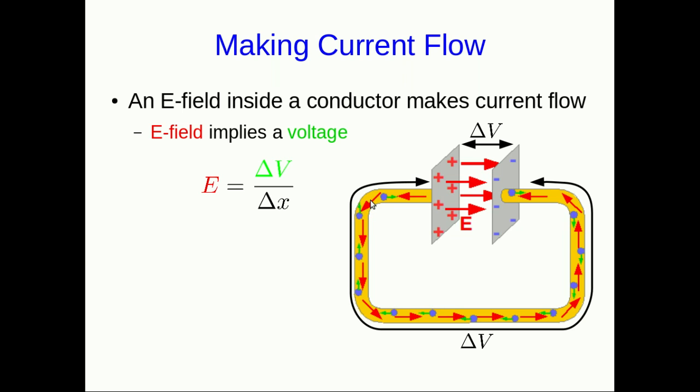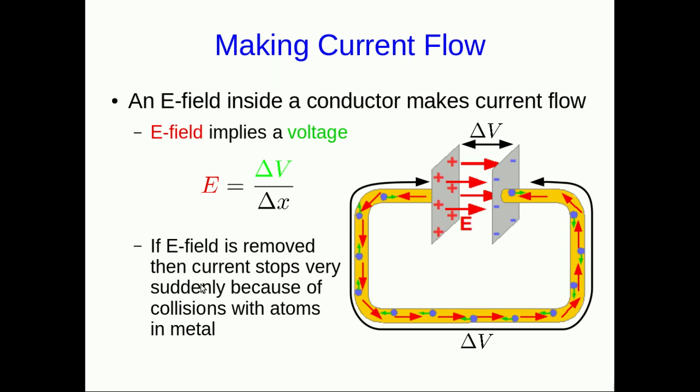They then carry out all their random collisions, so they don't really gain any speed, but it does make them drift. If you were to remove that E field, say by disconnecting the plates, then the current stops very suddenly because there are all those collisions going on with the atoms in the metal. And so any drift velocity of the electrons dies away very quickly.